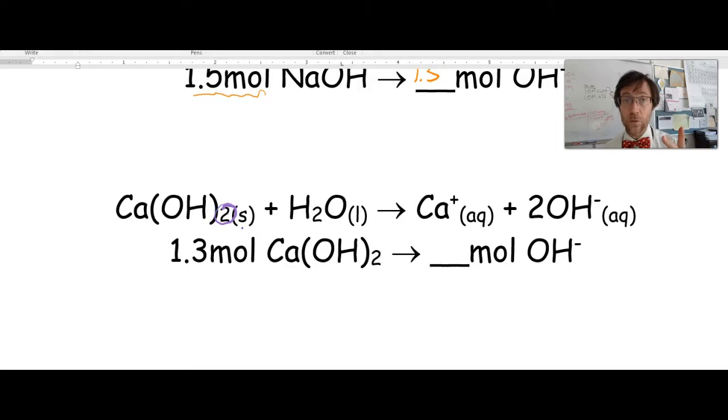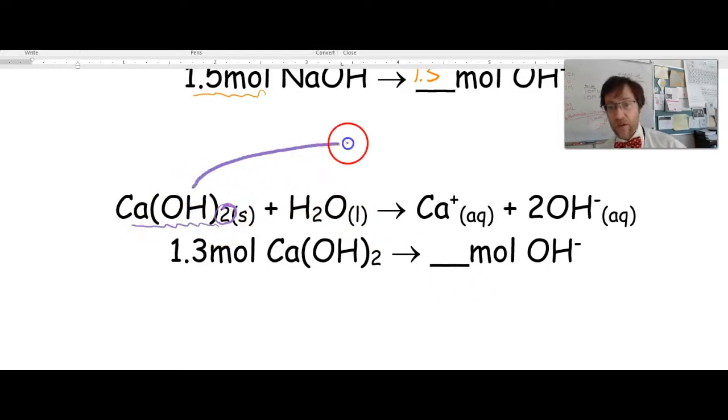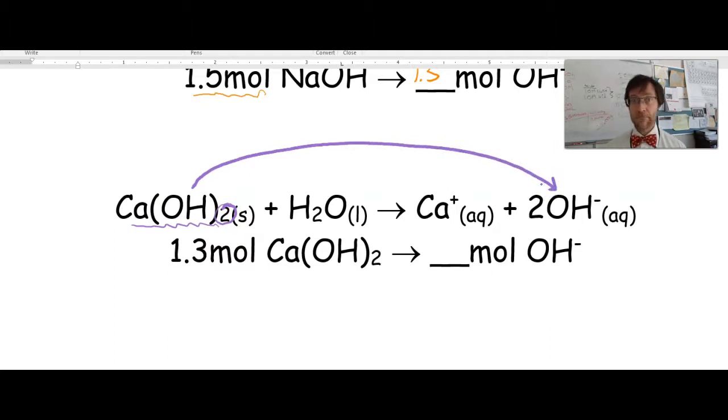Now we have two. We have two ions there. So for every one calcium hydroxide, we will produce two hydroxide ions. It works just like the diprotic acids, only it's a base. So in this case, if we have 1.3 moles of calcium hydroxide and it all broke up and dissolved, I will have 2.6 moles of hydroxide ions. That's how many moles of ions I've got there.